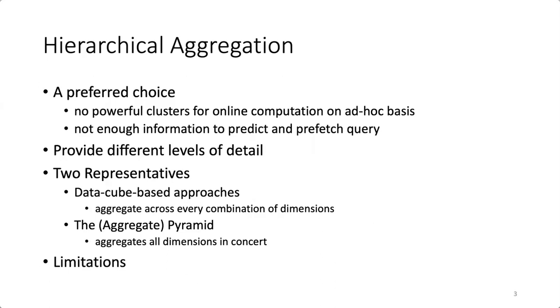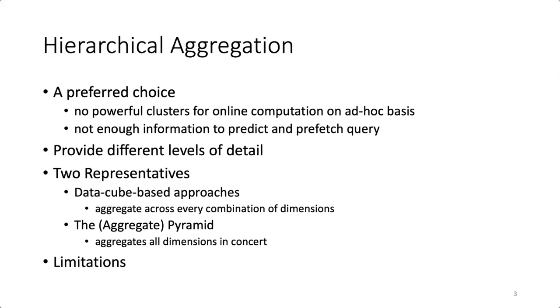Hierarchically aggregating data in advance can support users to traverse through different levels of detail to analyze the data efficiently. There are two representative kinds of methods. One is based on DataCube, which aggregates across every possible set of dimensions of a dataset. The other is based on the aggregate pyramid, a form of research from our lab, which aggregates all dimensions in concert.